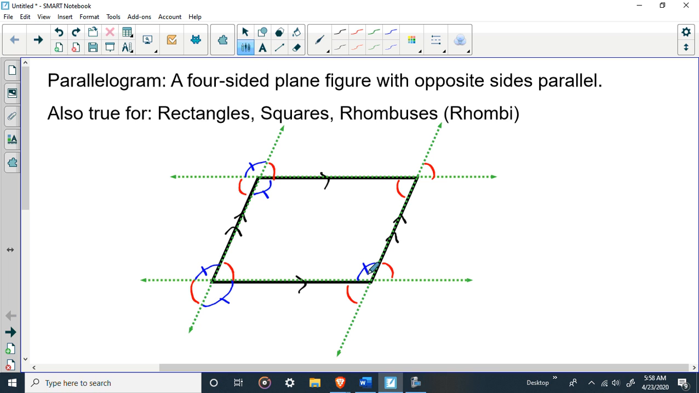Okay, and what we get is a lot like when we talked about trapezoids, where yes, these two angles are supplementary, but also if I went the other way, these two angles are supplementary also.